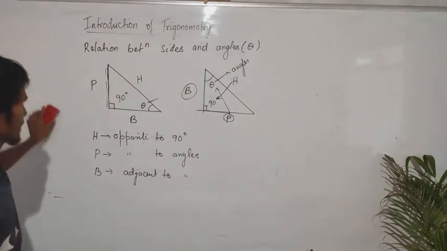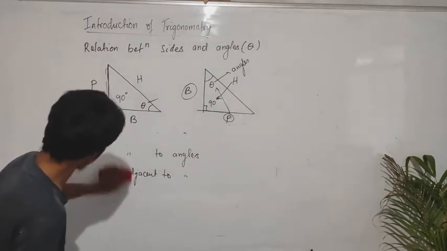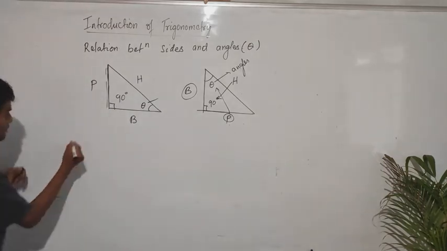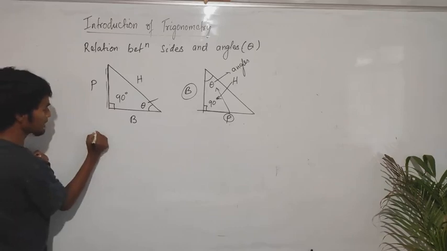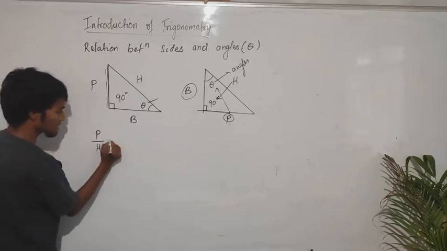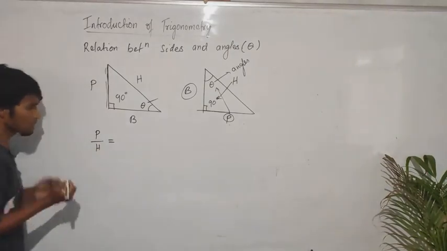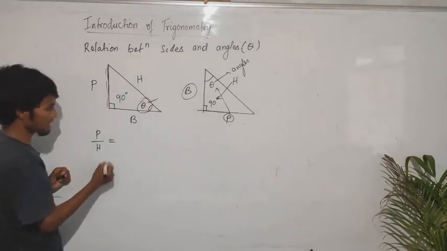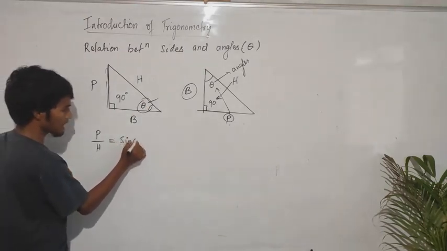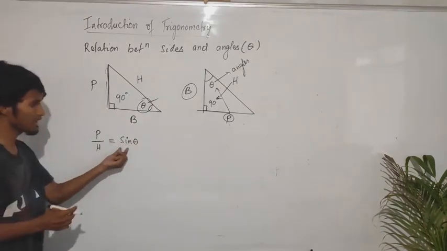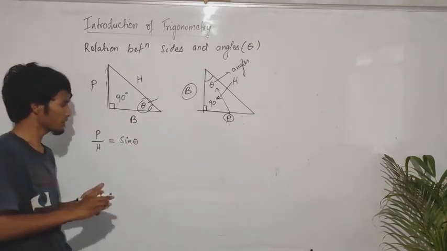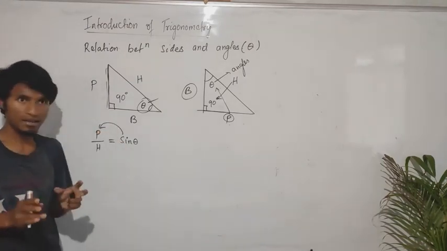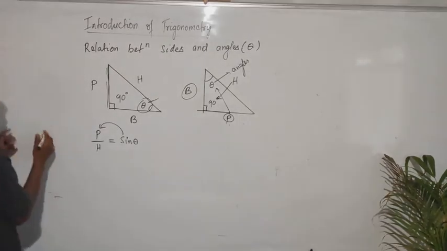Okay, now come to next. Relation between the side and angles. Okay, like this, P by H. This will be a ratio, right? Then this ratio has an equivalent number with the angle, this angle theta. Then that will be called sine theta. Now this sine here is not a mathematical word. It is simply a name given to this ratio.